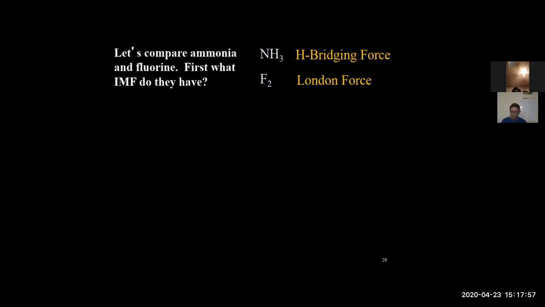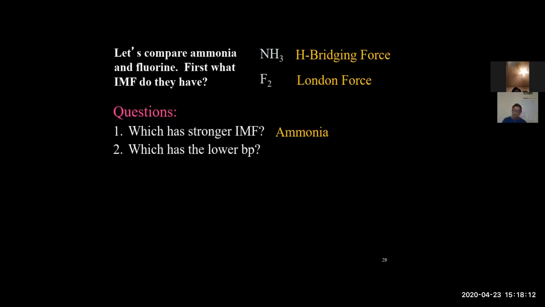So that would affect the following questions. So here, which has stronger IMF? Obviously, ammonia, okay, because it has a stronger force. Which has the lower boiling point, okay? Well, the lower boiling point would be the one with the weaker force, which in this case would be London force, or from the molecule fluorine.